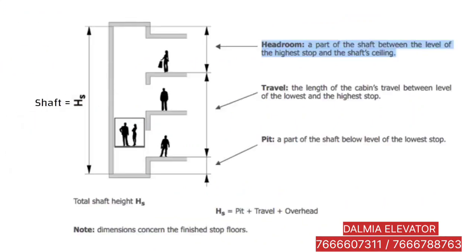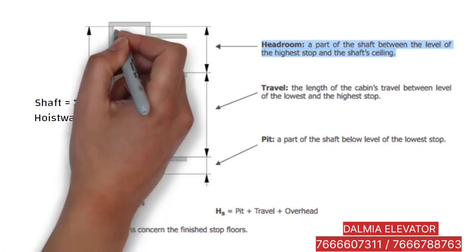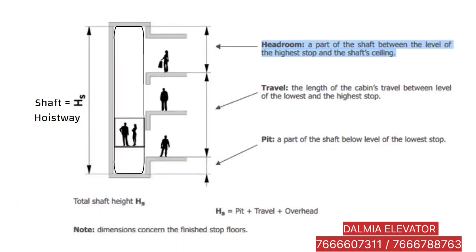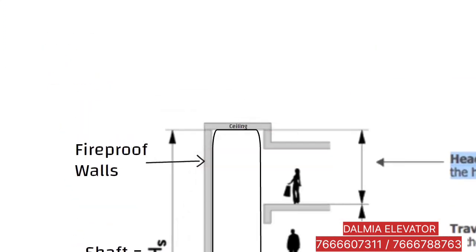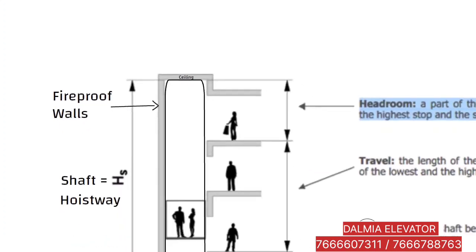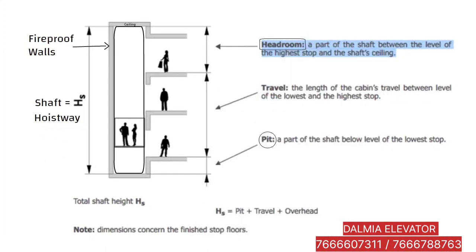Shaft. It is also known as hoistway. It is the space in which one or more elevator cars move. This space is enclosed by fireproof walls, pit, and ceiling for the travel of one or more elevators. Headroom. It is also known as overhead. It is a part of the shaft between the level of the highest stop and the shaft's ceiling.